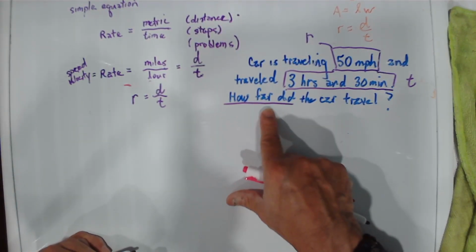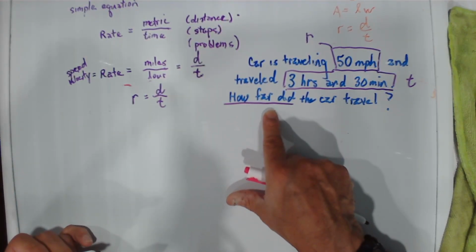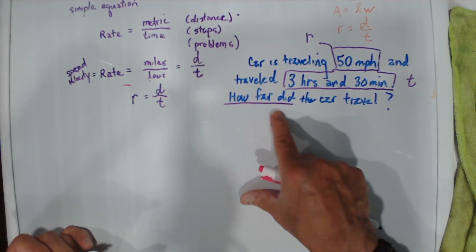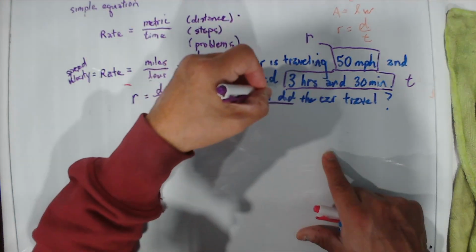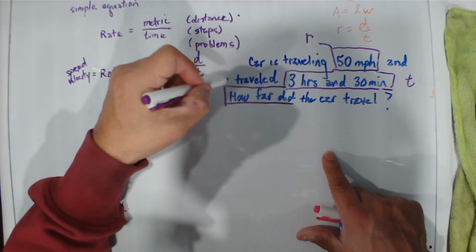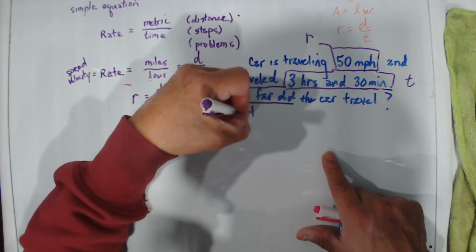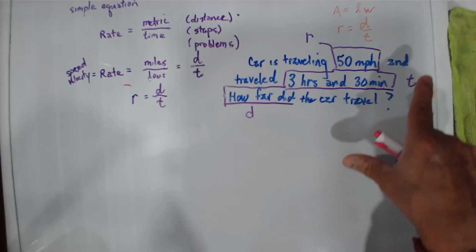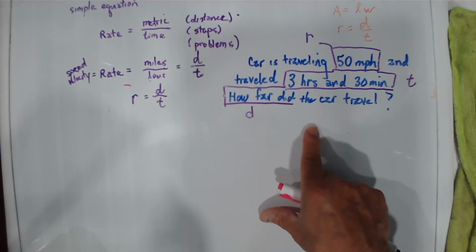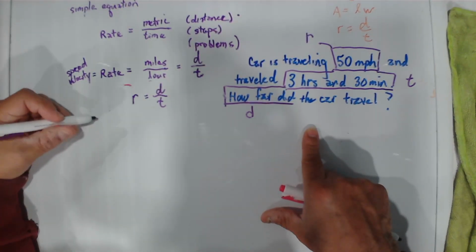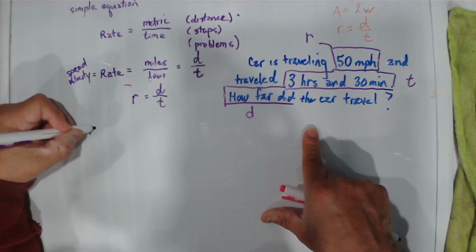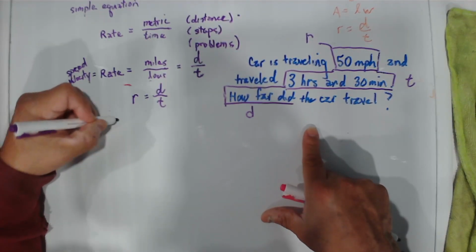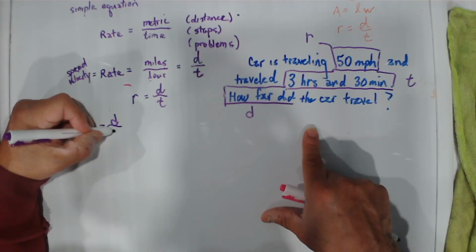Okay, how far? When you talk about far, what are you talking about? Well, most of the time you're talking about distance. So that's going to be your D. So I think we've got the variables all mapped out. So let's write down our equation. R is equal to D over T.